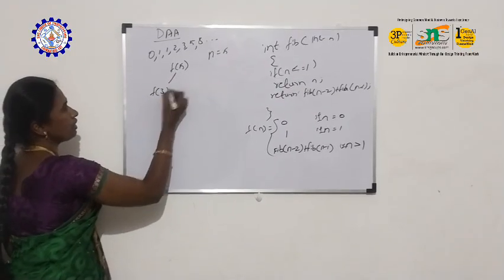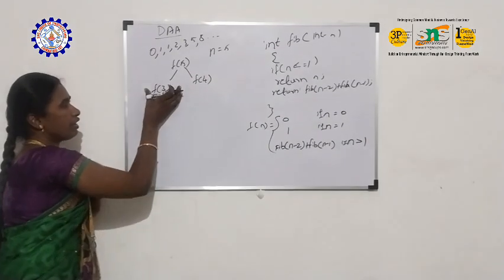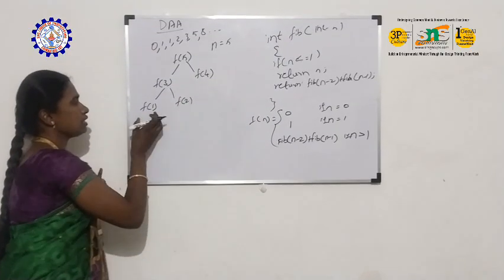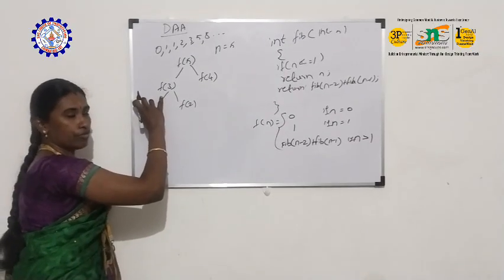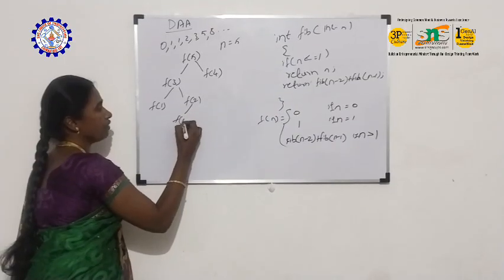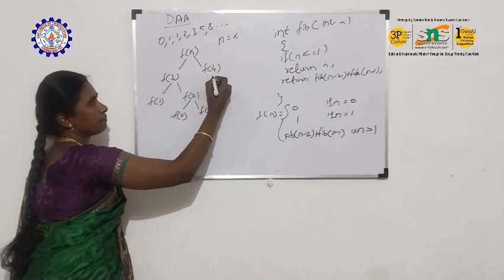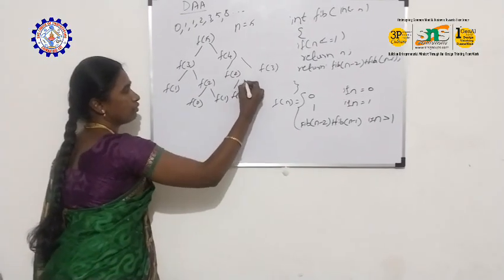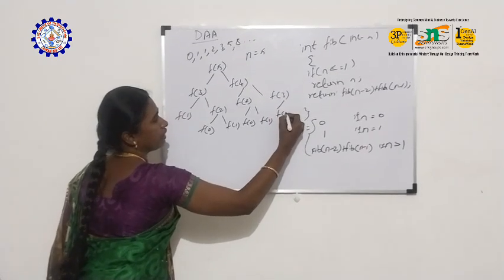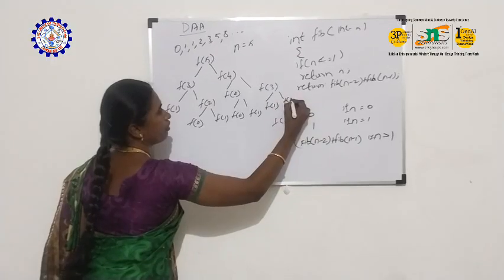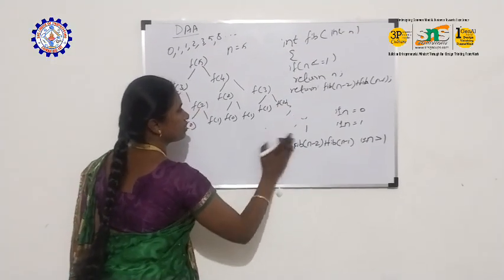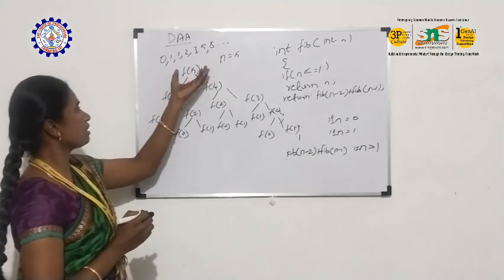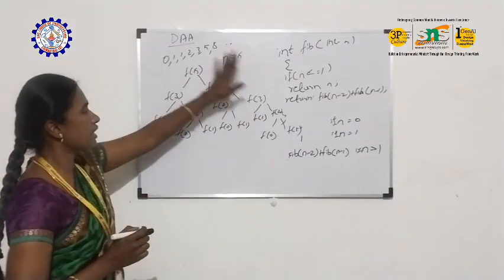f of n minus 2 is f of 3, and f of n minus 1 is f of 4. These are further divided into subproblems like f of 1 and f of 2. Can this function be subdivided further? No, it is impossible, so here f of 0 and f of 1. Likewise on this side, f of 2 and f of 3, with further subdivision into f of 0 and f of 1. Likewise here, f of 1 and f of 2, and f of 0 and f of 1. So to calculate f of 5 for the Fibonacci series, this is the tracing tree for this pseudocode.